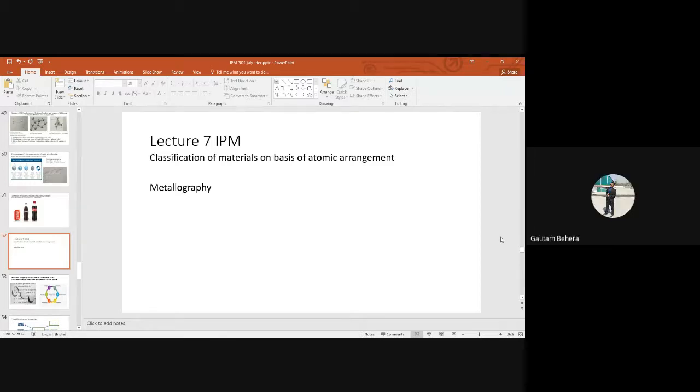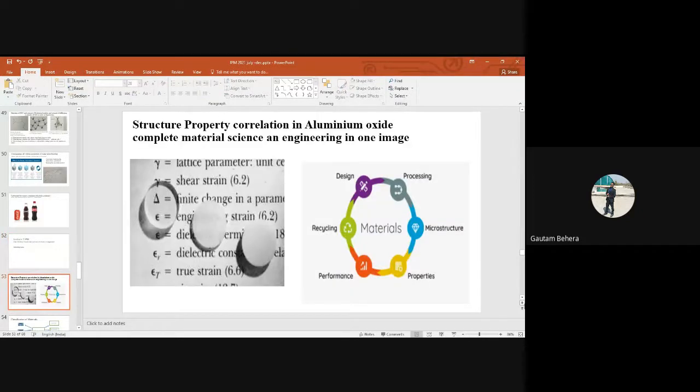So today is lecture number 7 of this introduction to physical metallurgy, and these are the two main basic contents of today's lecture. That is classification of materials on the basis of atomic arrangement in them, and second one is metallography, sample preparation otherwise. A lot of things we have already discussed in the earlier lecture.